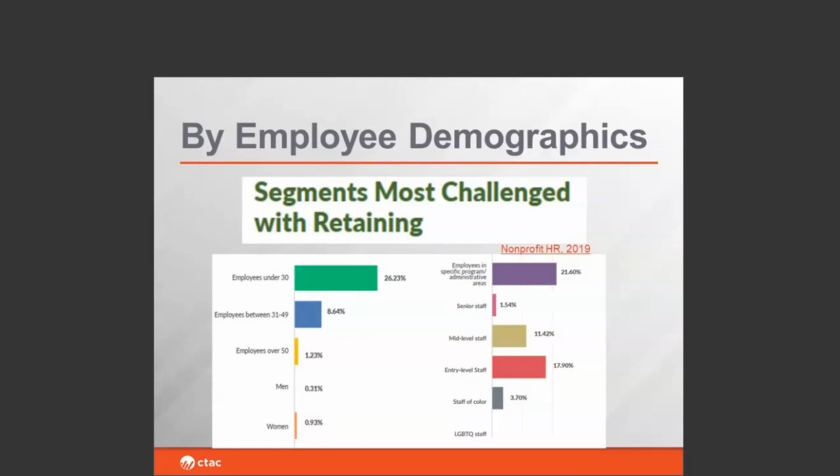Entry-level staff are more likely to turn over when supervisor relationships are stressful, and people who are members of oppressed groups are more likely to leave when policies around equity and inclusion are poorly defined or structured.